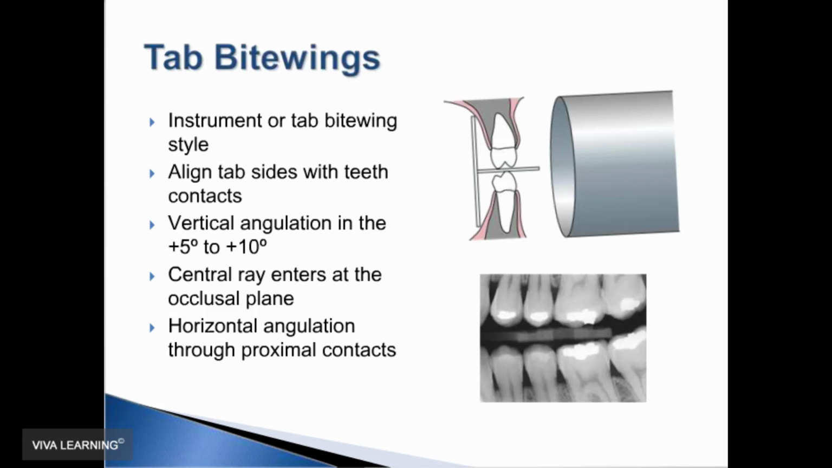You can align the tab edges parallel to the contacts of the teeth, and that tab edge then would help you guide your beam. You can also place your fingertip in the contact plane, and that will tell you the direction the X-rays should pass through the contacts. Most PIDs have lines on the side or the top of them. You can also use that to aim through the contacts and then raise it to center the beam so that you don't get a cone cut.